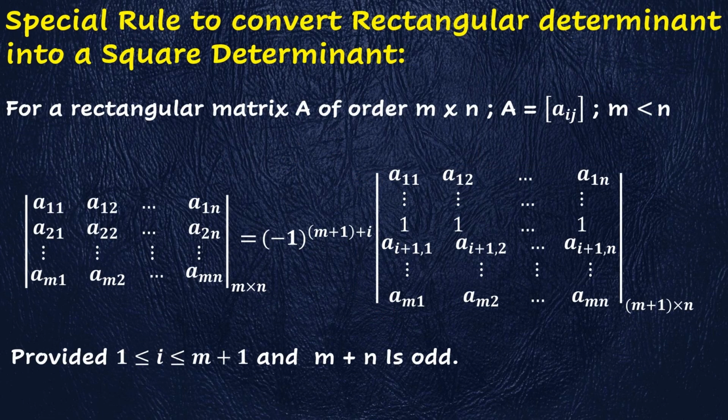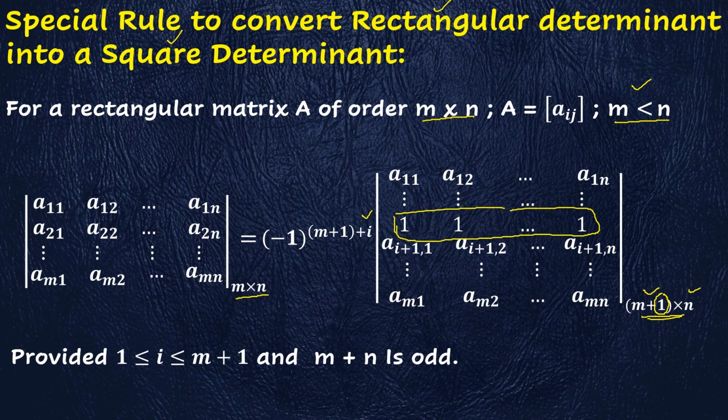Here is a special rule that converts a rectangular determinant into a square determinant. Take a rectangular matrix of order m cross n with m must be less than n. This condition must be satisfied. Then this m cross n determinant, that is rectangular determinant, can be converted into another determinant with order m plus 1 cross n.